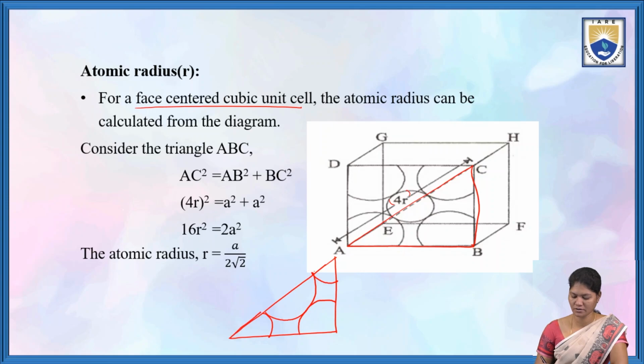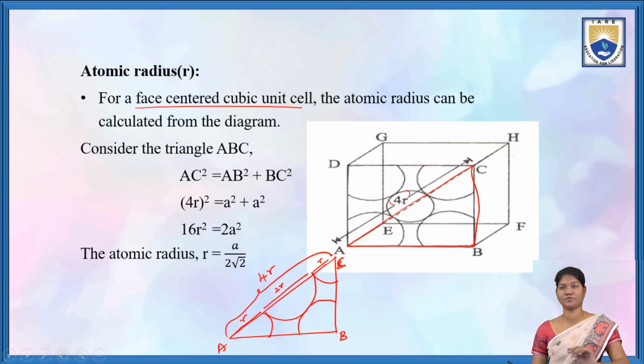Here to here is r distance, here to here is r distance. So here to here is 2r distance. So totally, the distance AC is 4r. So AC square is equal to 4r square, which is equal to a square plus a square.